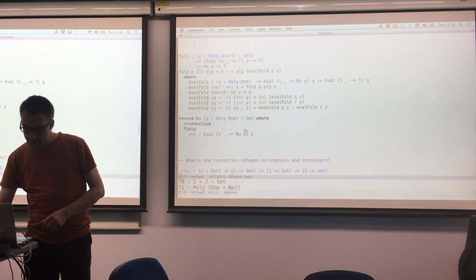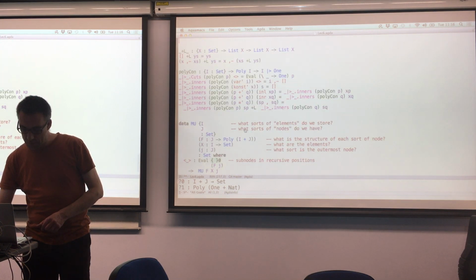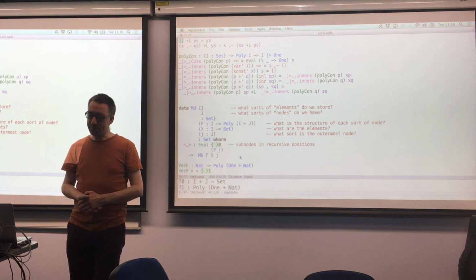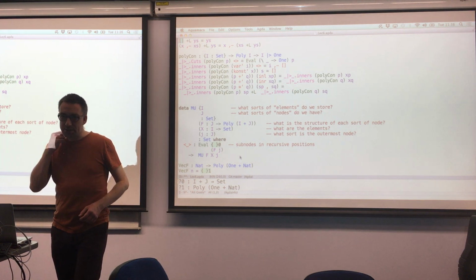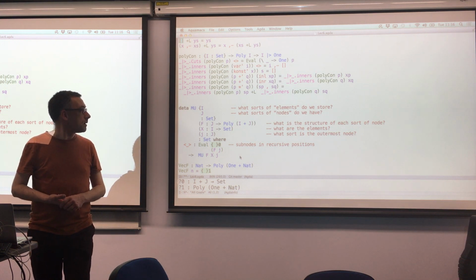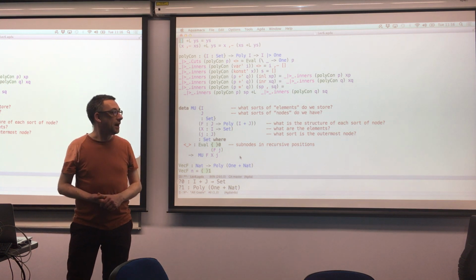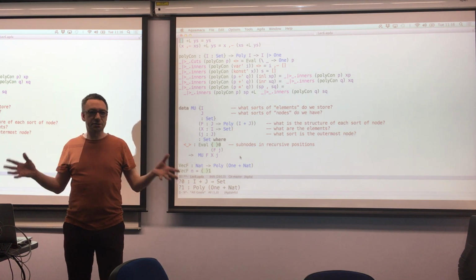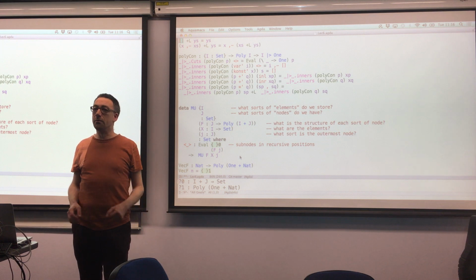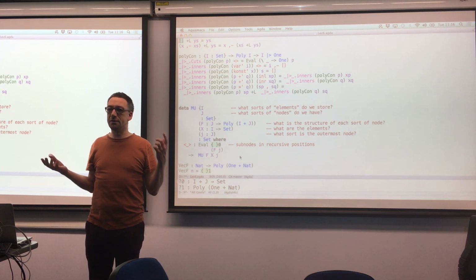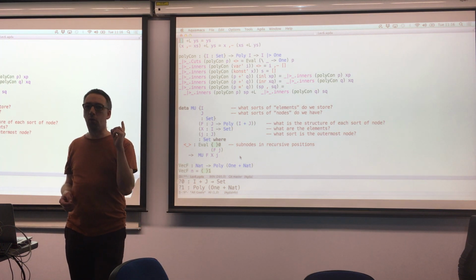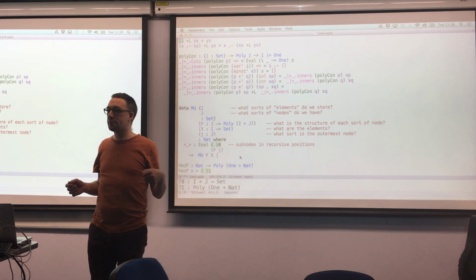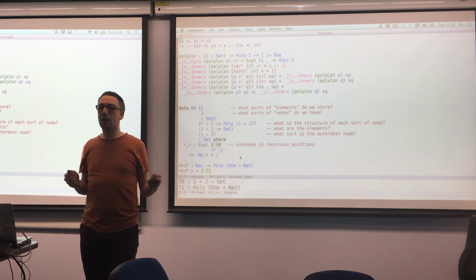So what's going on in the general case is that we work with two sorts of stuff in data structures. If we're building recursive data structures, we have to think about what the recursive structure of the data might be, and we also have to think about the elements that we store in the data.